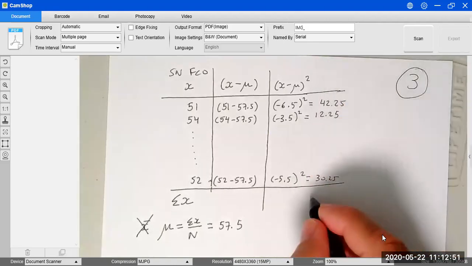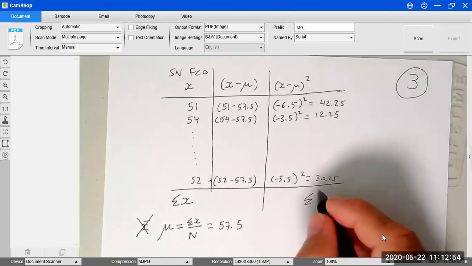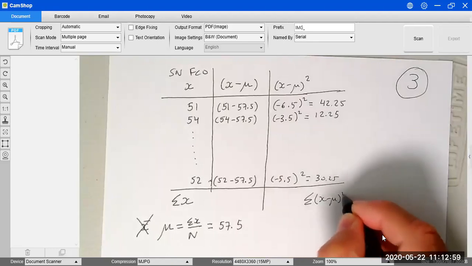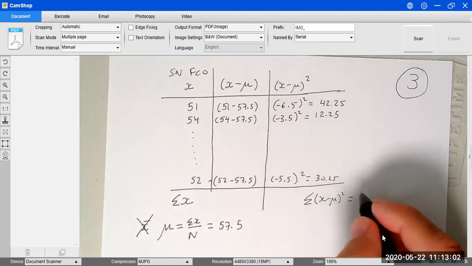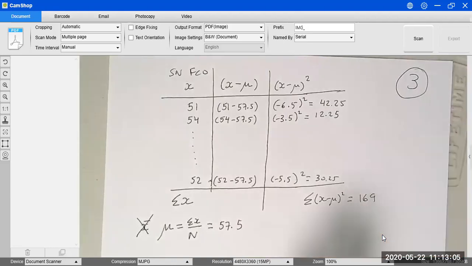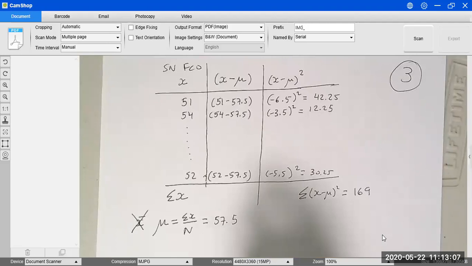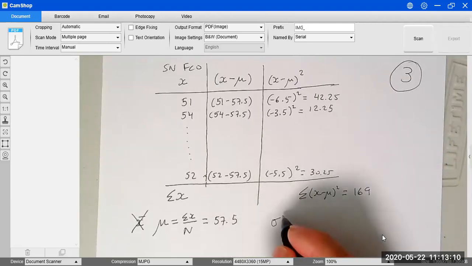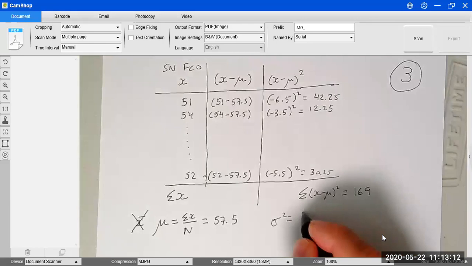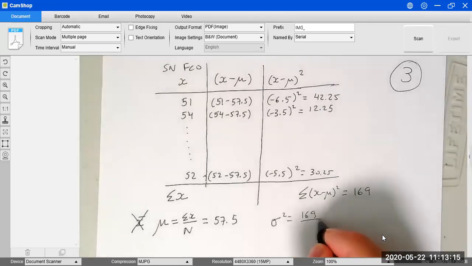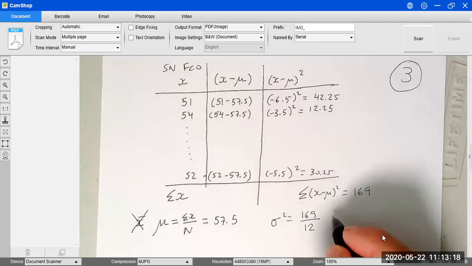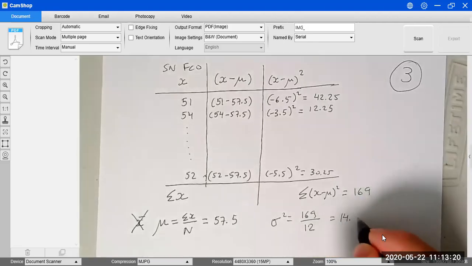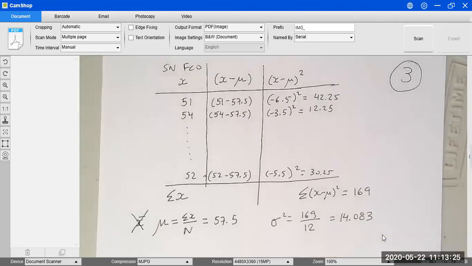So then we're going to add these values here. The sum of this column, x minus mu squared, is going to be 169. That is going to be the sum. Then we can compute the variance. The variance is just this value, 169 over capital N, which is 12. And you're going to get the same value that we got by using R, 14.083. So this is if you want to do the problem by hand.